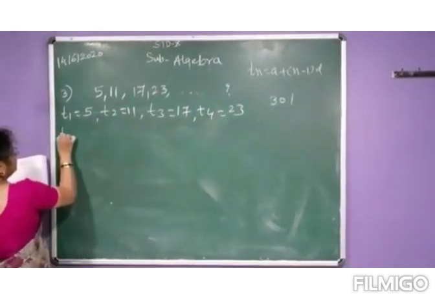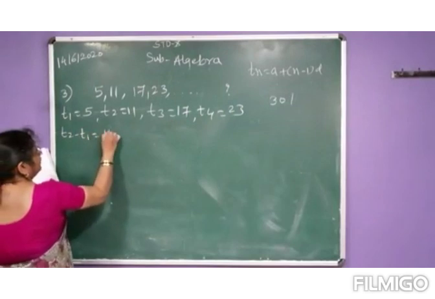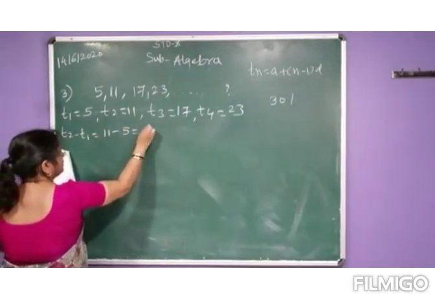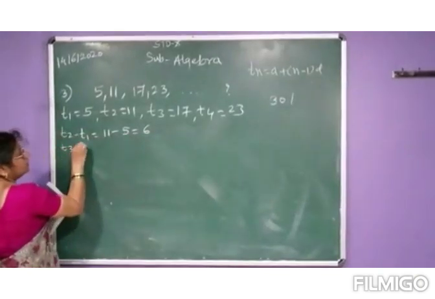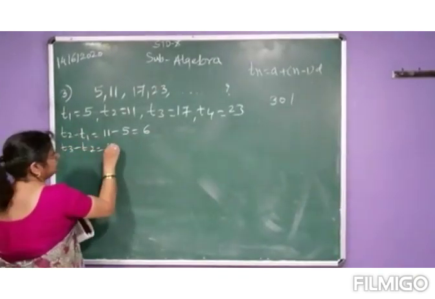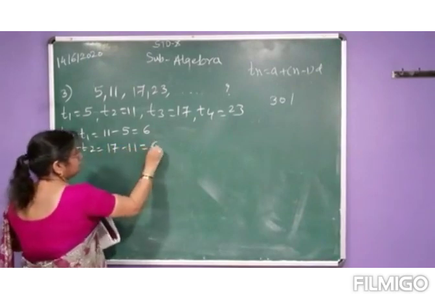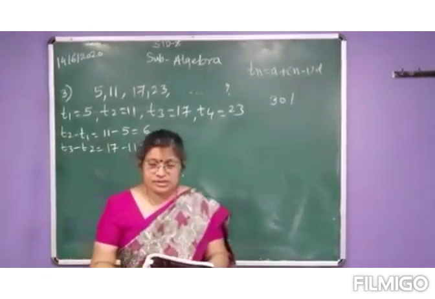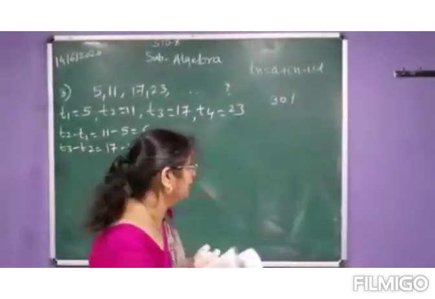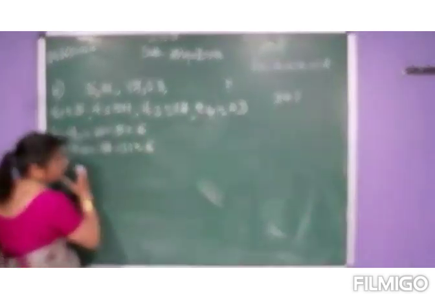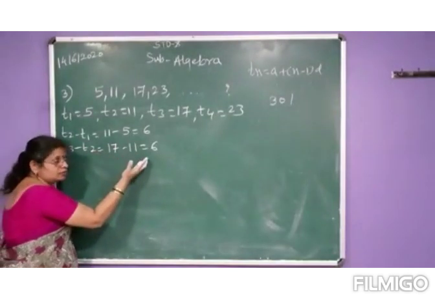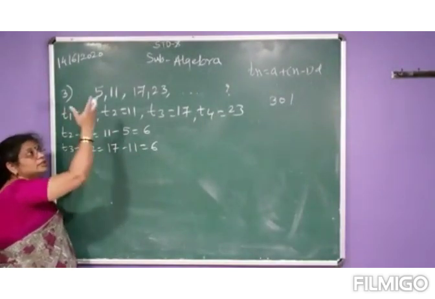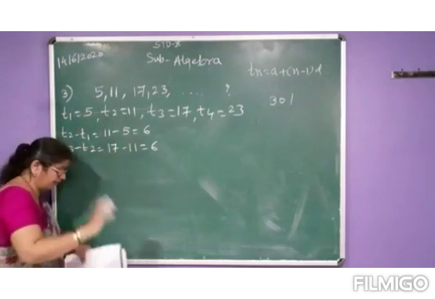Now we will find out T2 minus T1. 11 minus 5, that is how much? 6, correct? Then we will find out T3 minus T2, that is 17 minus 11. So again 6. So this sequence is an AP. Why? Because the common difference between two consecutive terms is constant. Therefore, the given sequence is an AP.